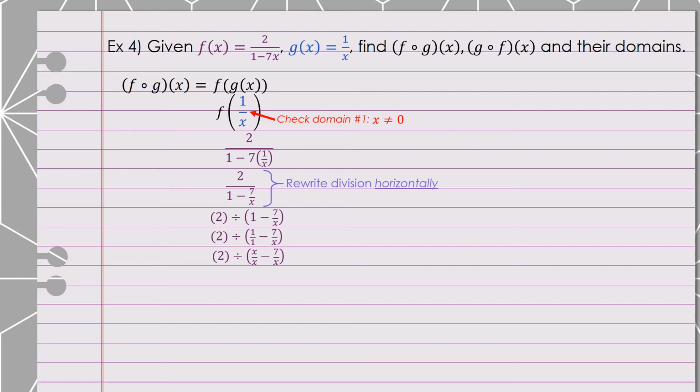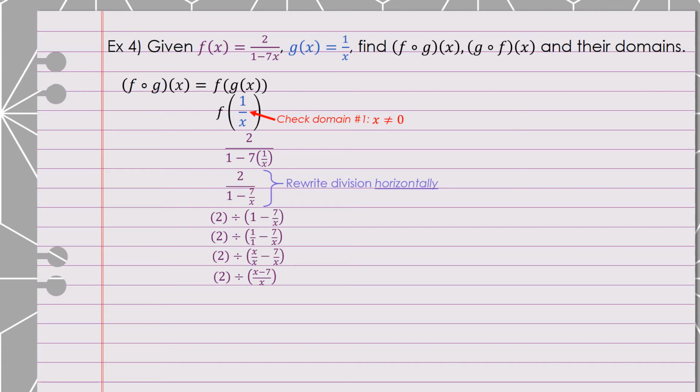Notice my fractions now have a common denominator, so now I can do addition or subtraction. And since my common denominator is x, I keep the denominator of x and I subtract my numerators. So now my problem is 2 divided by x minus 7 all over x. Notice there's nothing else I can do within that second grouping symbol. So we're done with grouping symbols for now.